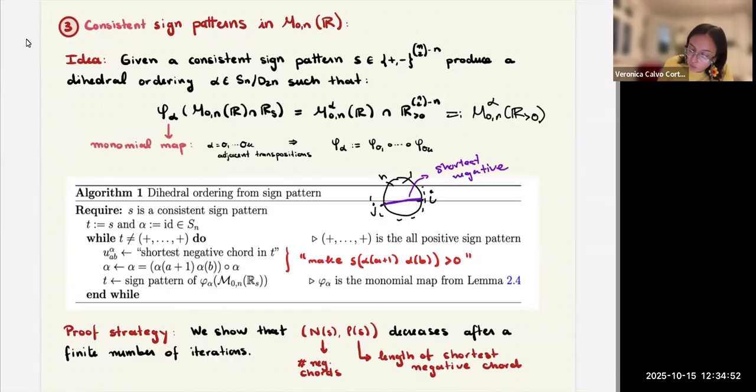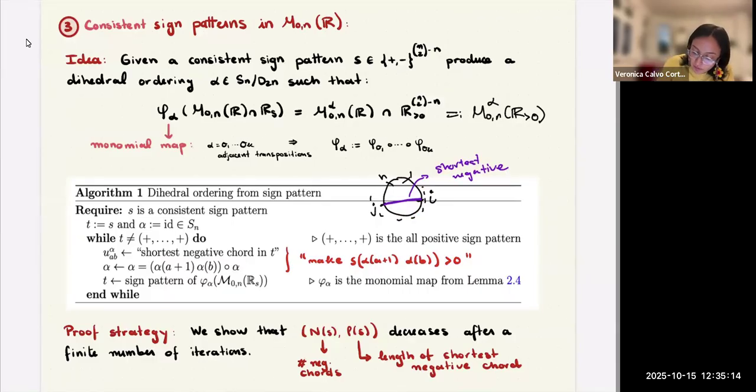Okay, I didn't mention, but what do I mean by shortest? It means that I can measure the length of a chord by looking at one of the two sides, depending on which one is shorter, and counting how many vertices there are. So on the side that we have fewer vertices, that's what I call the length.